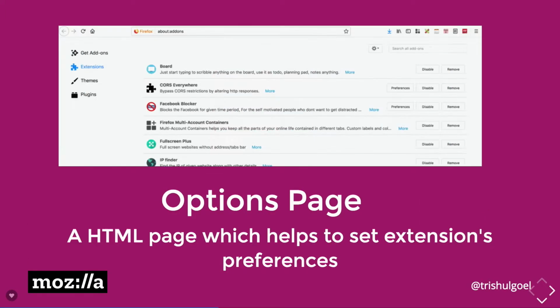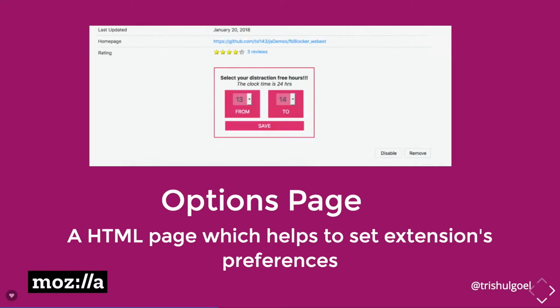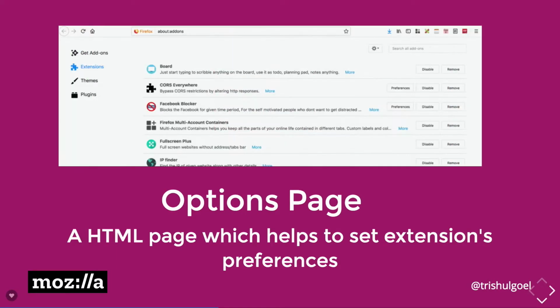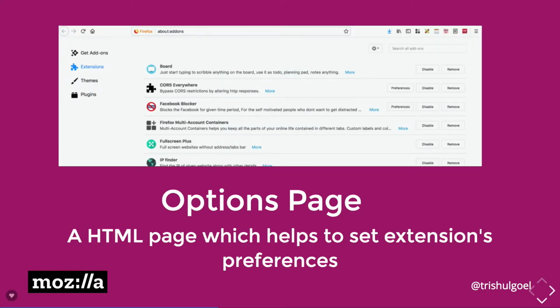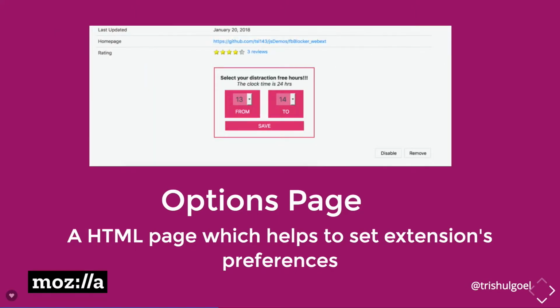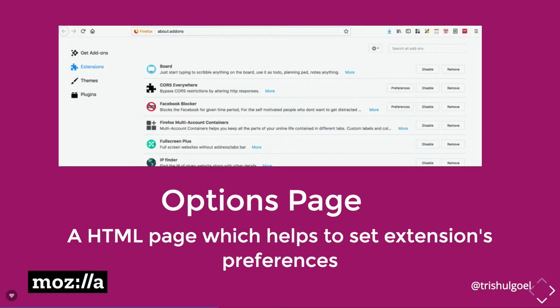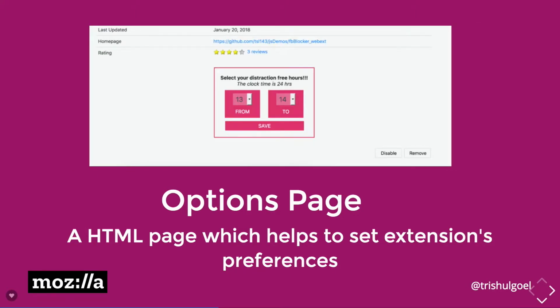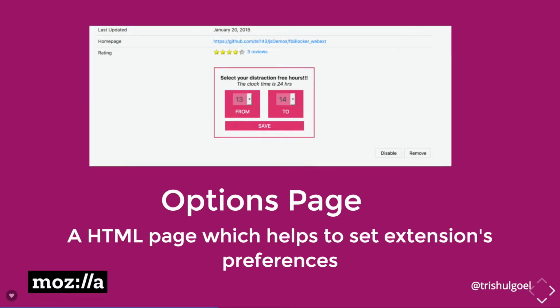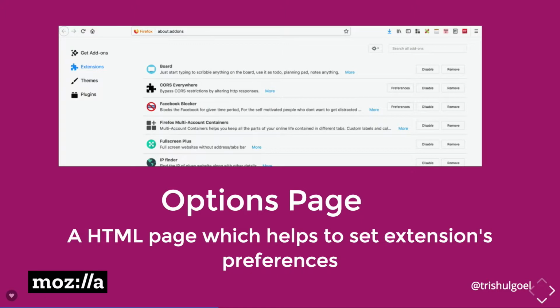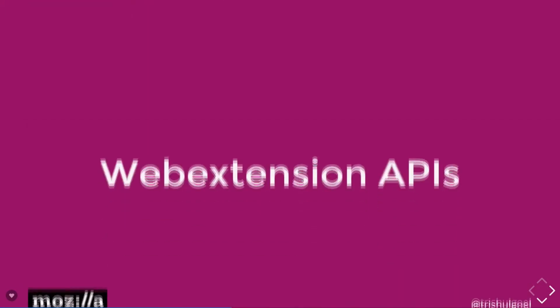Options page. If you want the user to add some preferences to their extension, that can be done using an options page. It's basically an HTML page with JavaScript support where you can give the user options to select something. For example, I created an add-on which inputs time. So yeah, that's an options page.